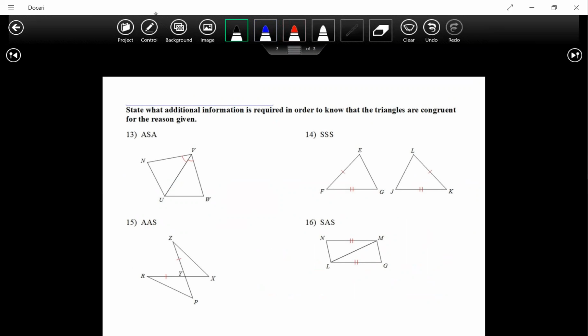Really quick, so you guys understand. Okay, you guys have problems like this on your test. I kid you not, Julissa, answer this question. What does it say? Say it out loud. State what additional information is required in order to know that the triangles are congruent for the reason given. Provide the given work. On your test. Exact same thing. And you have 2 problems that are like this.